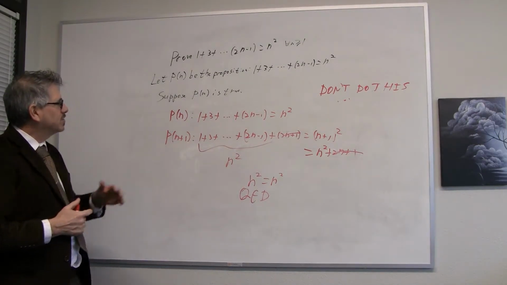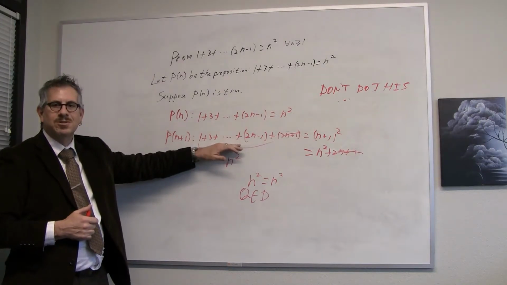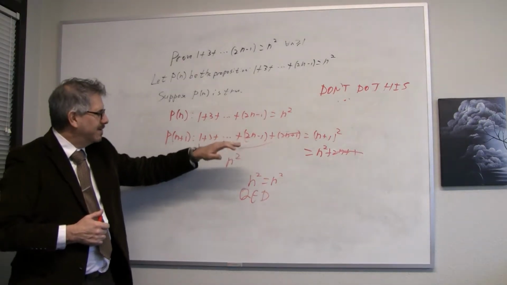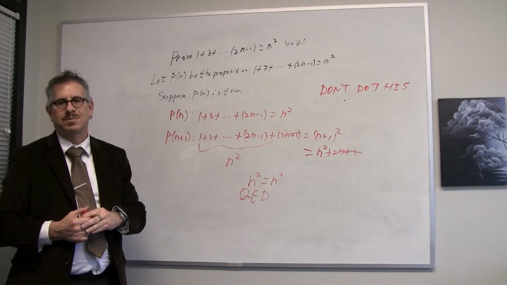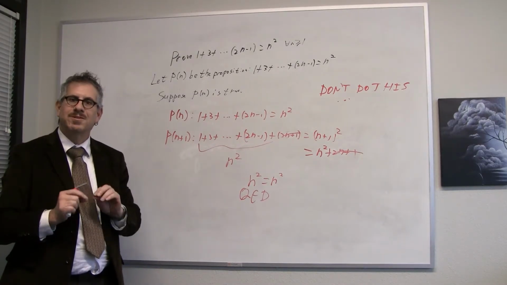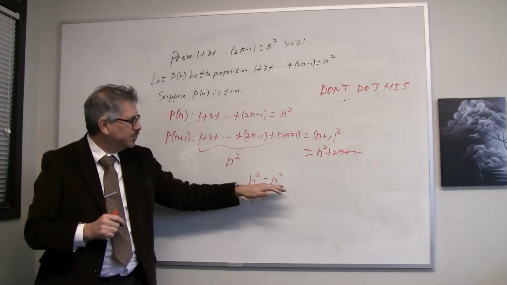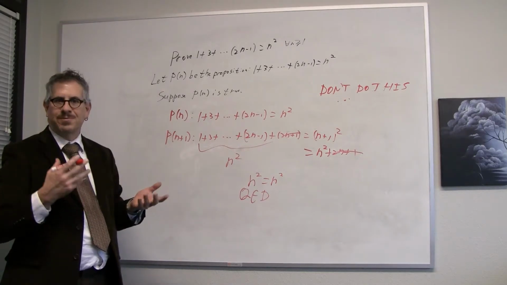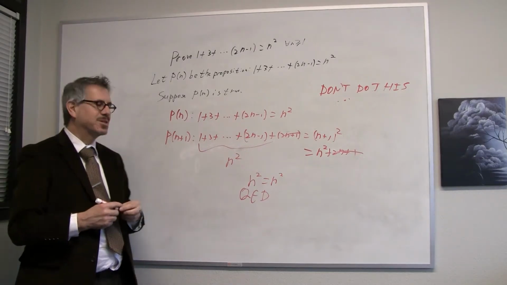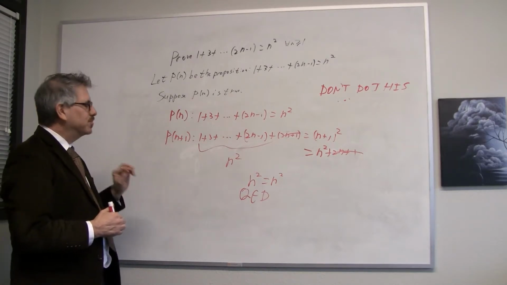What we did was suppose that P of n was true. We also supposed P of n plus 1 was true. And from that we were able to prove n squared equals n squared. And that's all we've done. We've shown that P of n and P of n plus 1 proves n squared equals n squared. Well, if the problem had said prove n squared equals n squared, that's a good proof. But that's not what we were asked to prove.